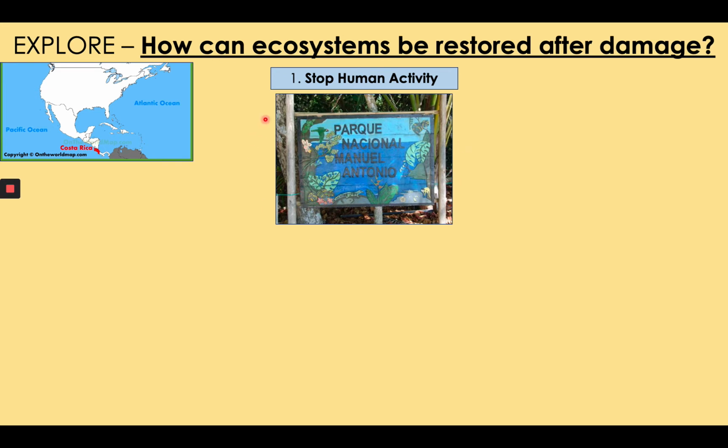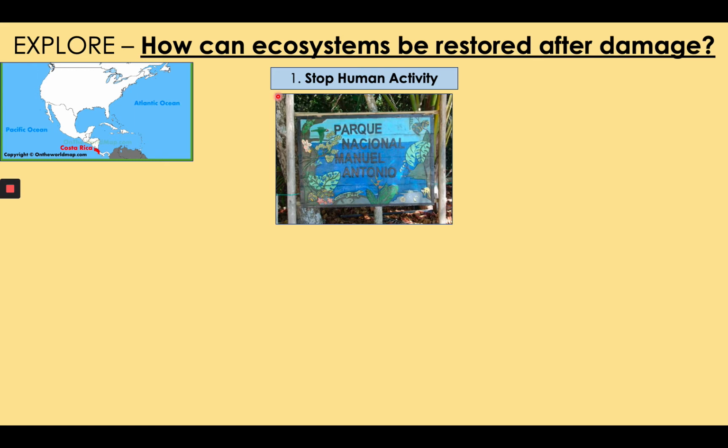And one of the famous ones, Manuel Antonio National Park, is an important example of this. A national park is an area of natural land, so a natural ecosystem, that is protected from human activity. The primary sector cannot enter a national park. You can't mine there, you can't farm there. You can't make money from a national park from logging, chopping down trees.